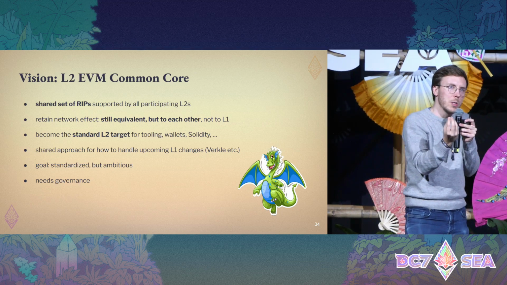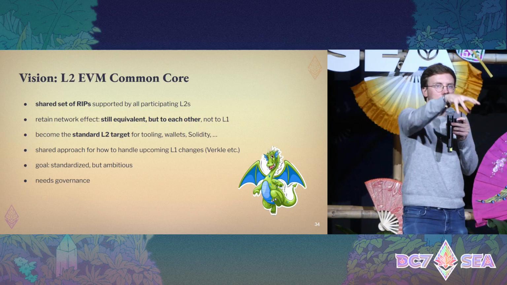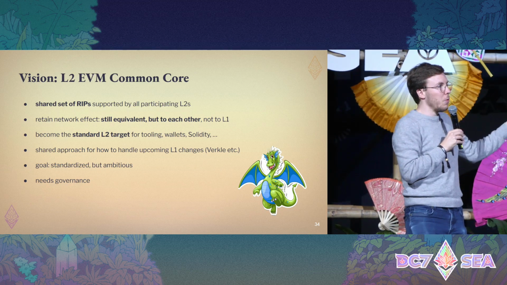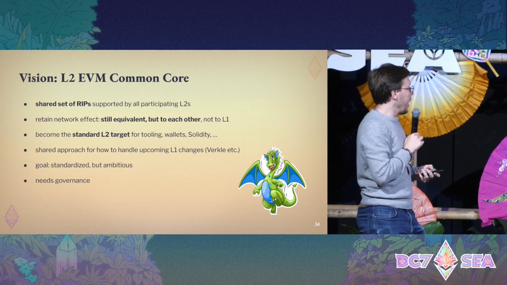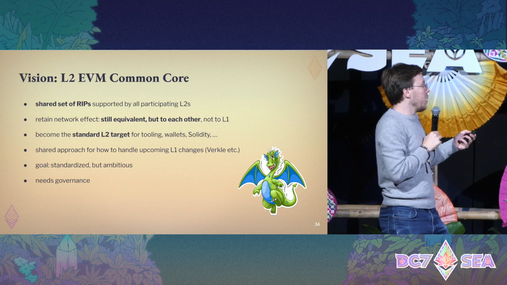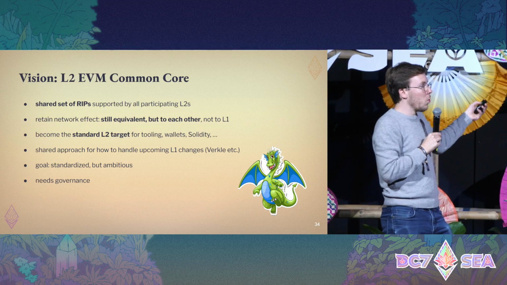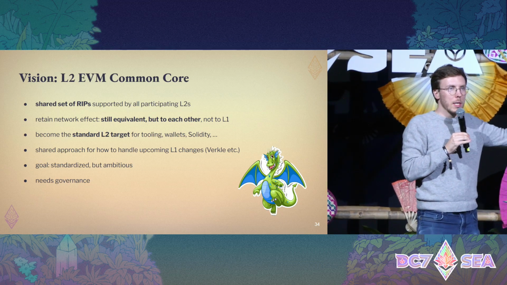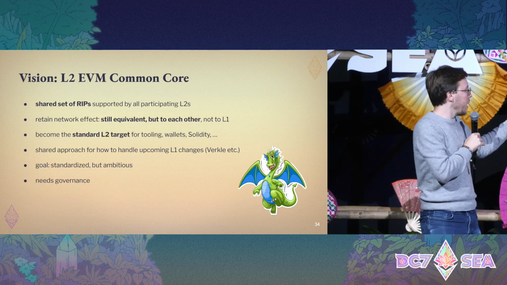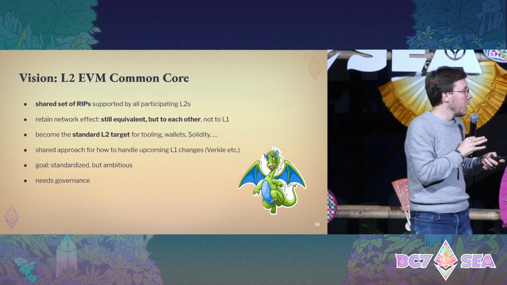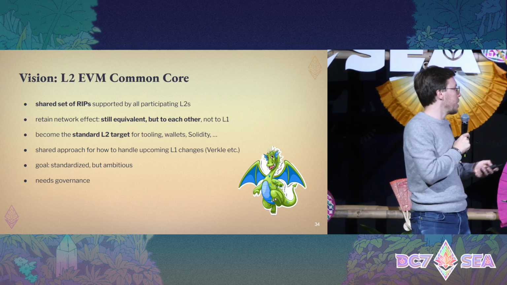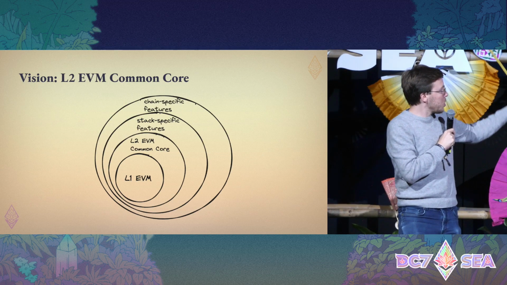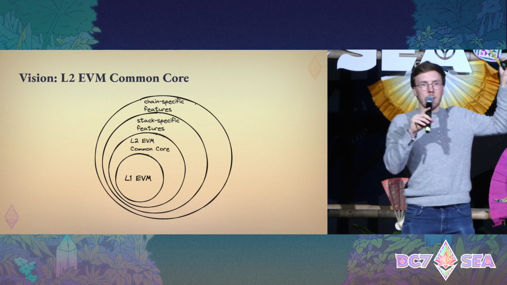So what we want to do is take the L1 EVM and over time extend it more and more, and have that be the shared target that everyone focuses on and supports. That way, tooling, Solidity, all wallets, the full stack can start supporting this L2 Common Core as the base feature set, and we can really start shipping more ambitious features over there.